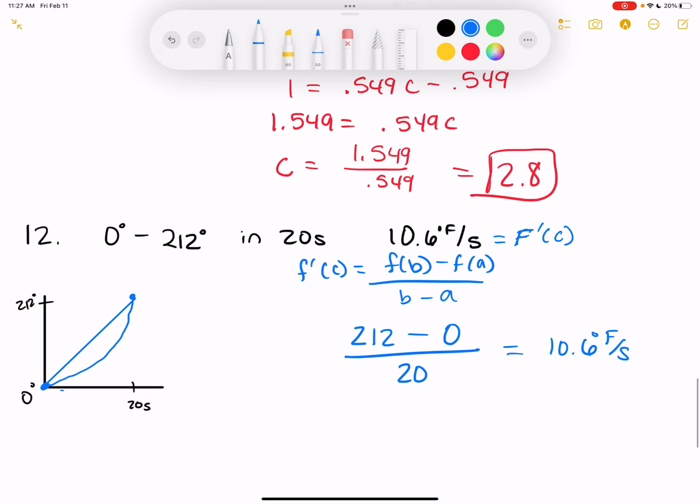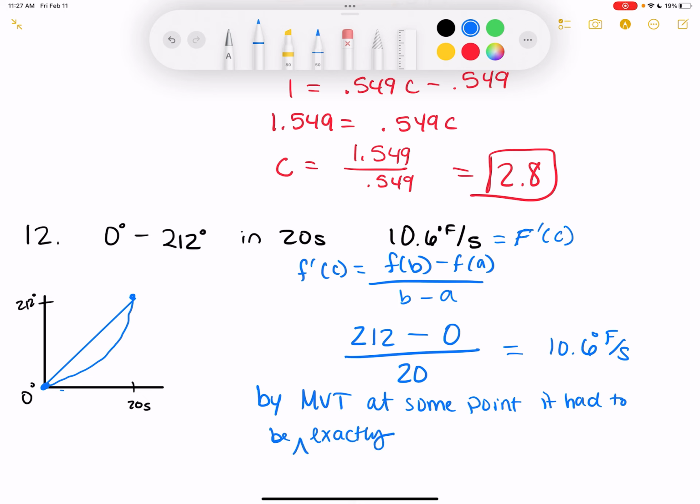So then, because we know that the mean value theorem is an existence theorem, since we can say this, then by the mean value theorem, at some point it had to be rising by exactly 10.6 degrees Fahrenheit per second.